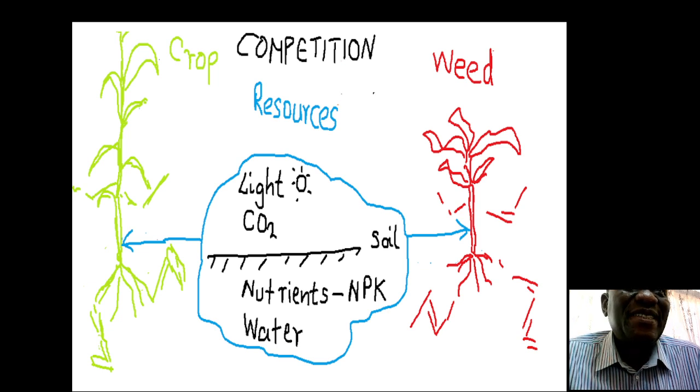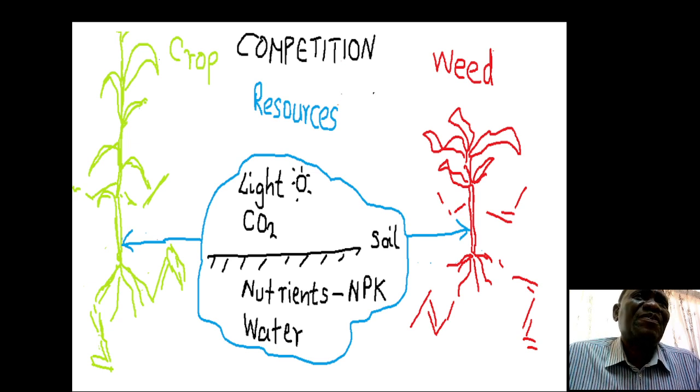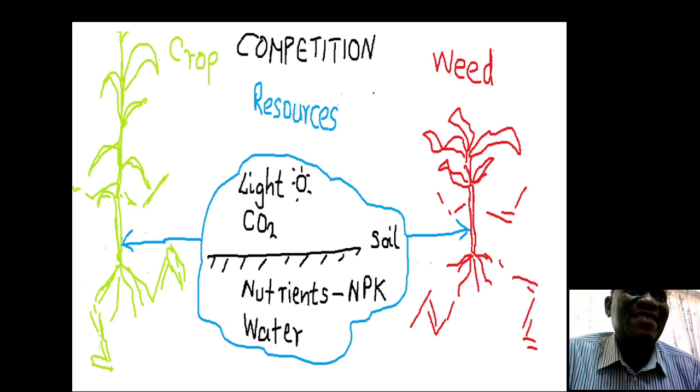So this is competition. On one hand you have got the wheat, on the other we have got the crop, and there are resources which have to be shared. Above ground we have got light and carbon dioxide, and below ground we have got nutrients, nitrogen, phosphorus, potassium, and water.